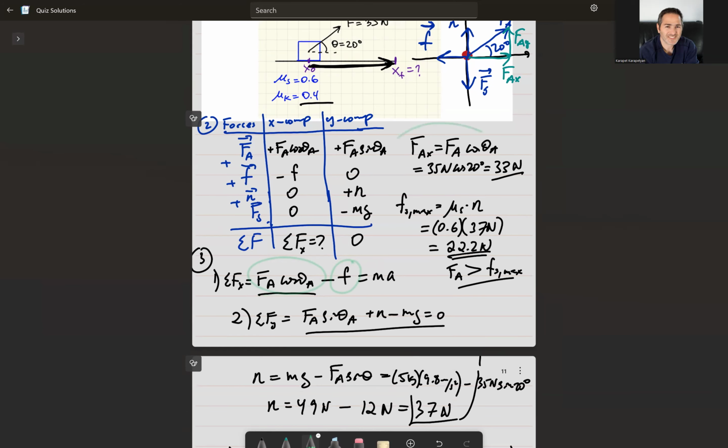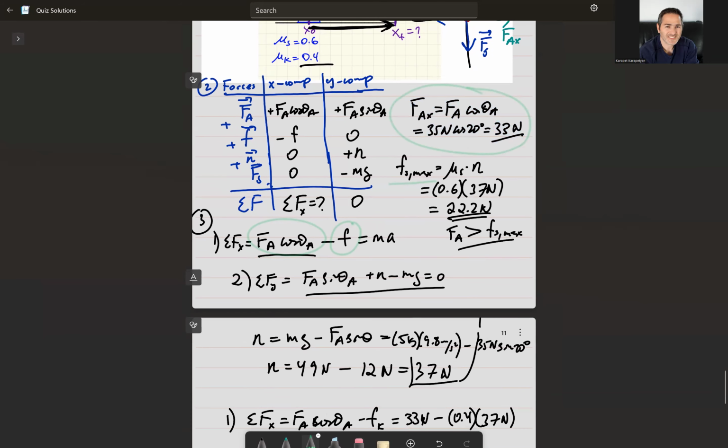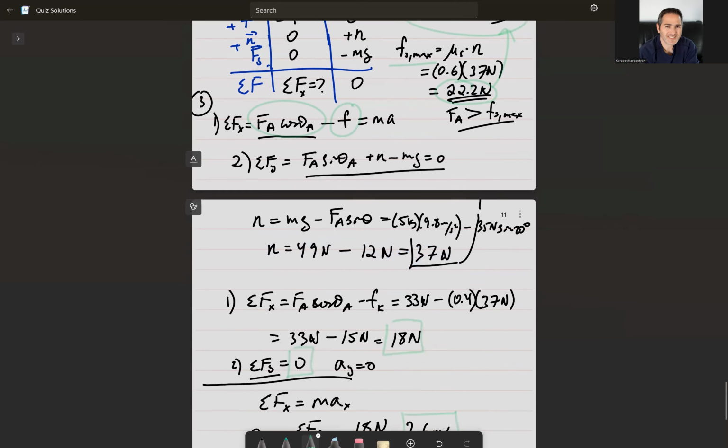So we calculated the X component of the applied force, which is 33 newtons. Then to find maximum static friction force, we had to use this equation 2 to calculate the normal force and then calculate static friction force because that's a coefficient of static friction times normal force. And we end up with 22 newtons, which is significantly less than applied force. So the conclusion was that the object will start accelerating, changing its motion.